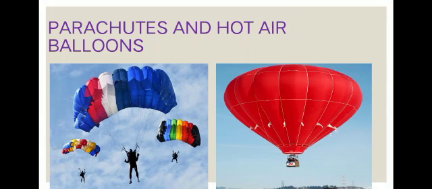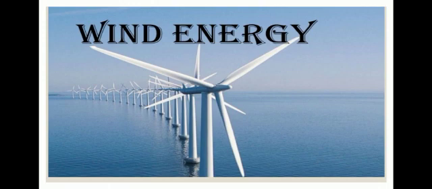Okay. Then wind energy. Air flows from a region of high pressure to low pressure. This flow of air at high speed is called wind. This wind is used to generate electric power with the help of windmills. What do windmills create? Electrical energy.